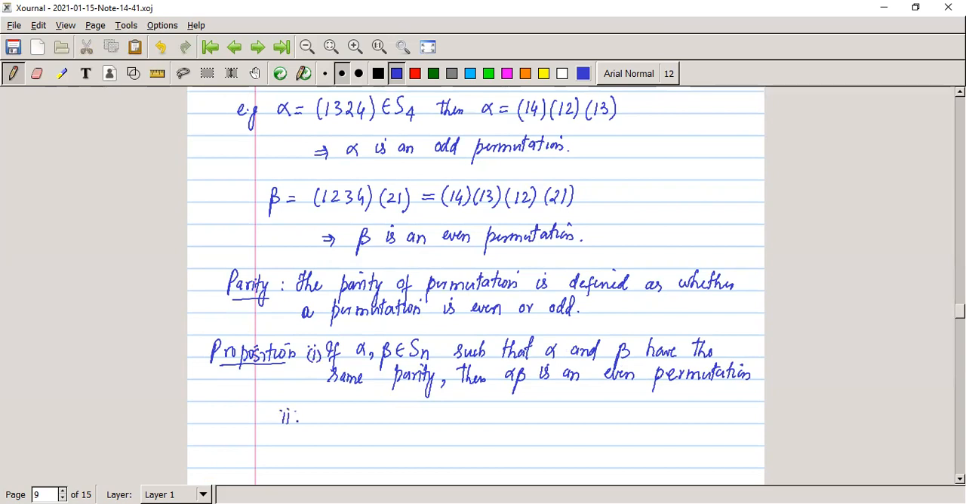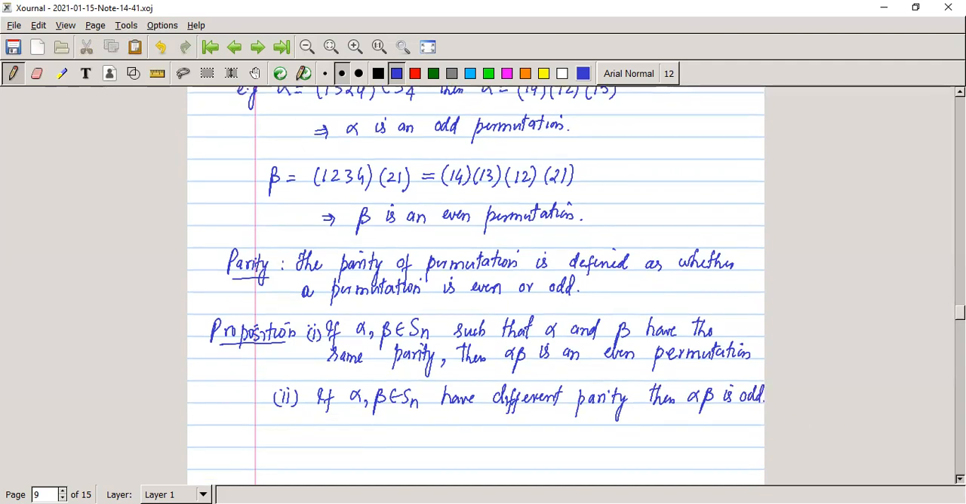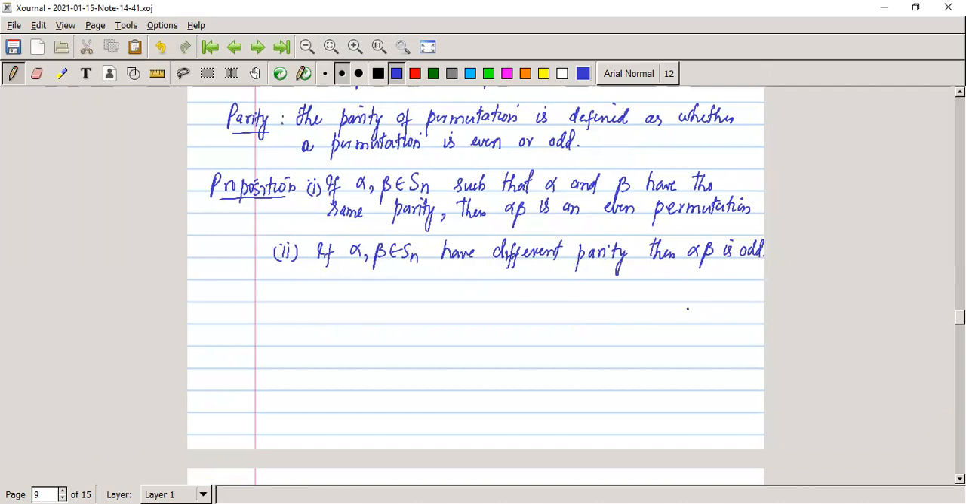Then the second part of this proposition may be written like this. If alpha and beta belong to Sn and have different parity, then alpha into beta is odd. So whenever two permutations have opposite parity, then their composition is always an odd permutation.